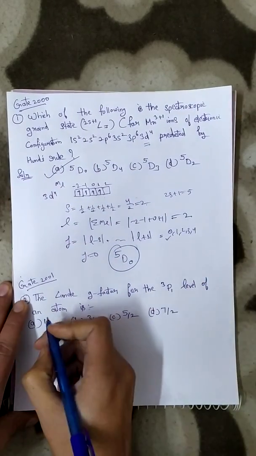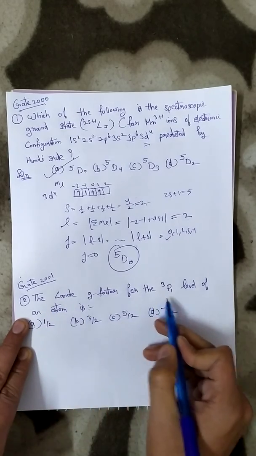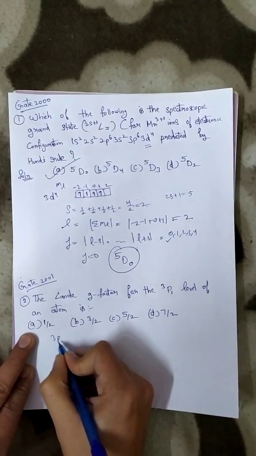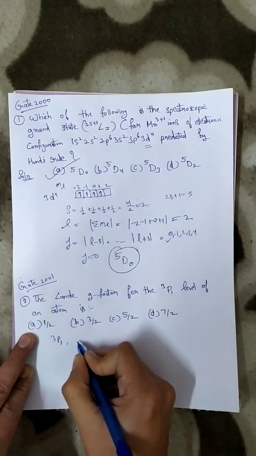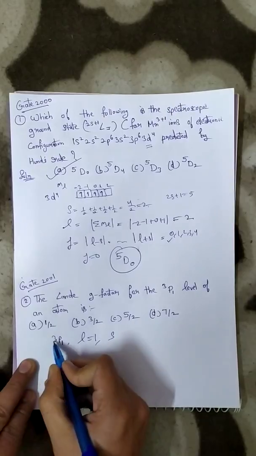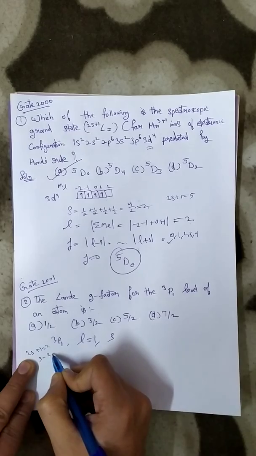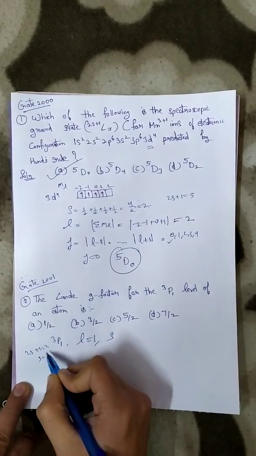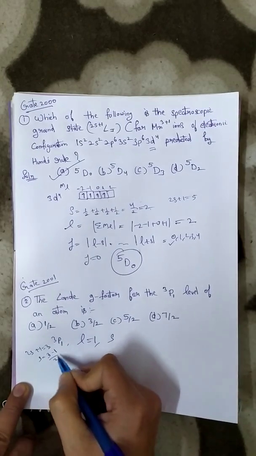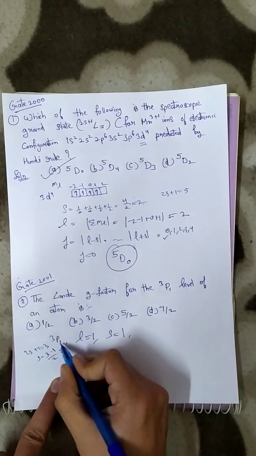The next question, second question, is from GATE 2001. The question is that you need to find out the Lande g factor for the 3P1 term. Now, because the term is given, that is 3P1, from this term you can calculate the L value. For P it's 1. S value, the multiplicity is 2S plus 1, which is 3. So S is going to be 3 minus 1 upon 2, that is 2 by 2 equals 1. So S is also 1. What is J? J is given, that is equal to 1.